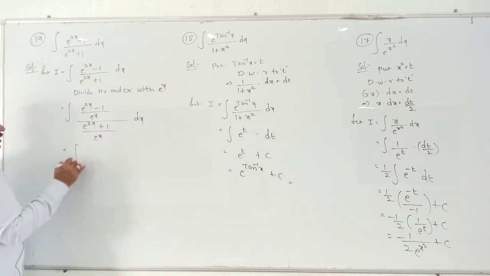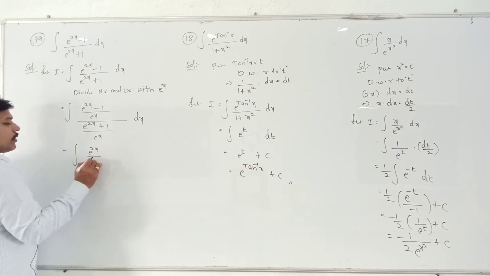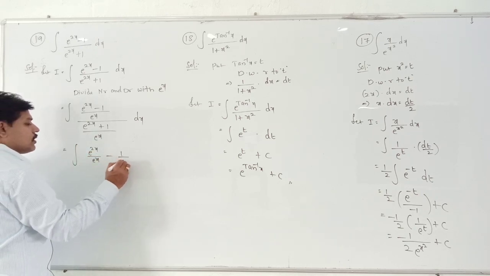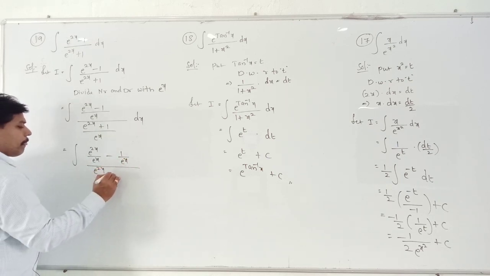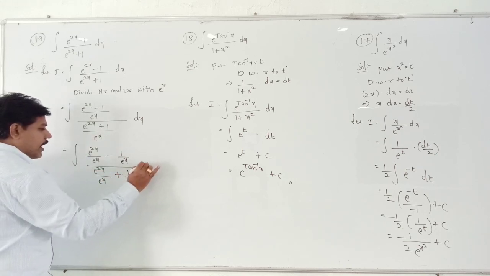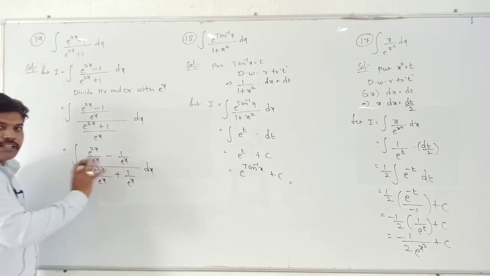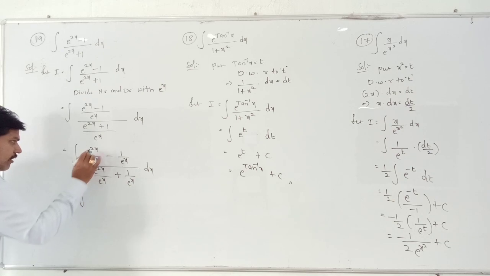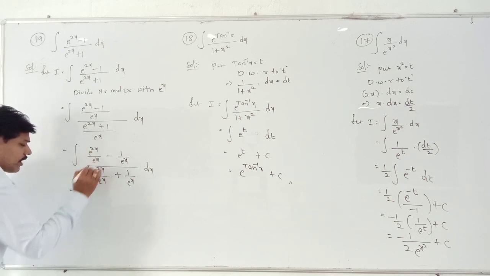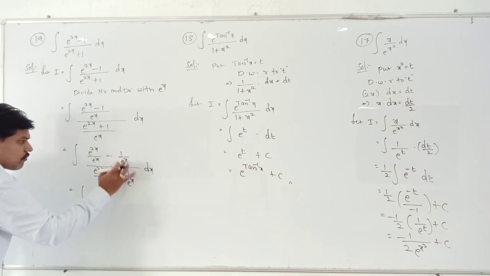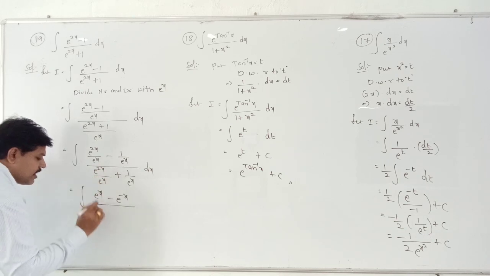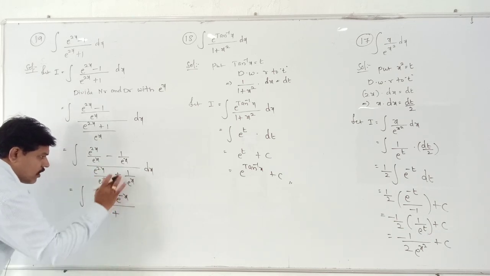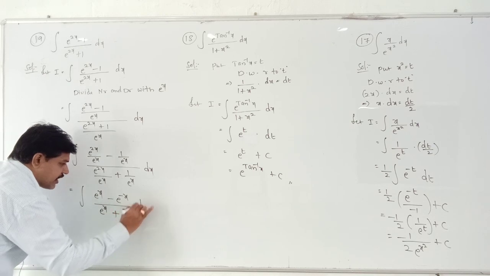So what happens? The integral of e power 2x by e power x minus 1 by e power x, by e power 2x by e power x plus 1 by e power x, into dx. Separate the terms. So what happens? The integral of e power 2x by e power x is e power x, minus 1 by e power x, which you can write as e power minus x, by e power 2x by e power x is e power x, plus 1 by e power x is e power minus x, into dx.